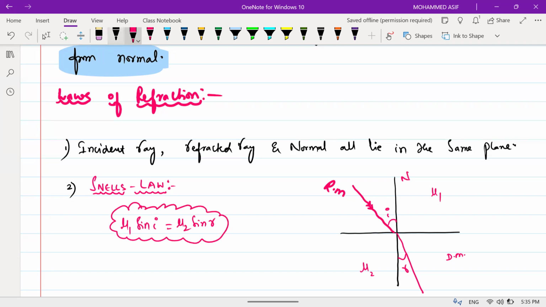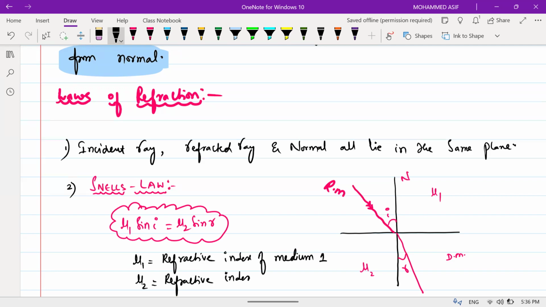What do you mean by mu1? Mu1 is the refractive index of medium 1. Mu2 is the refractive index of medium 2. This is medium 1, this is medium 2. I is the angle of incidence and R is the angle of refraction.